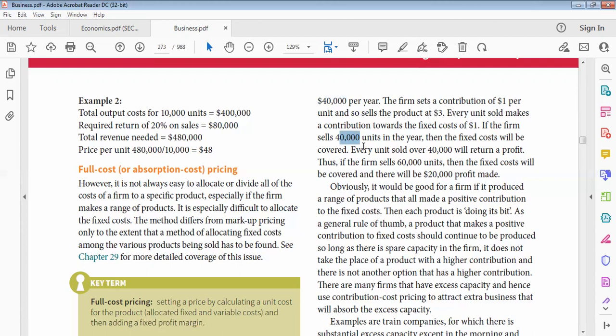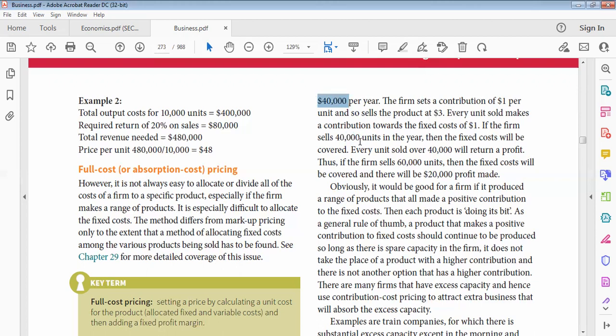That money they can use to buy PlayStation games and DVDs. That's profit. Just above 40,000, because their variable cost has been covered, and after they sold 40,000 bags or units, their fixed cost is also covered.